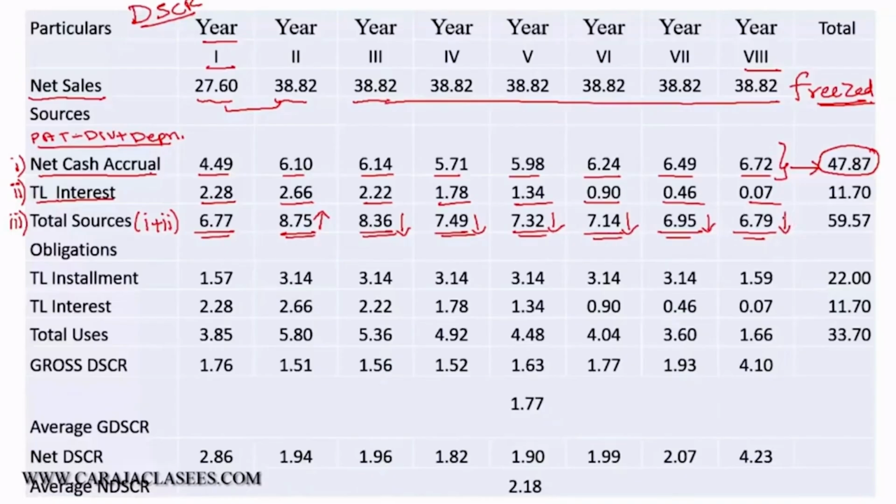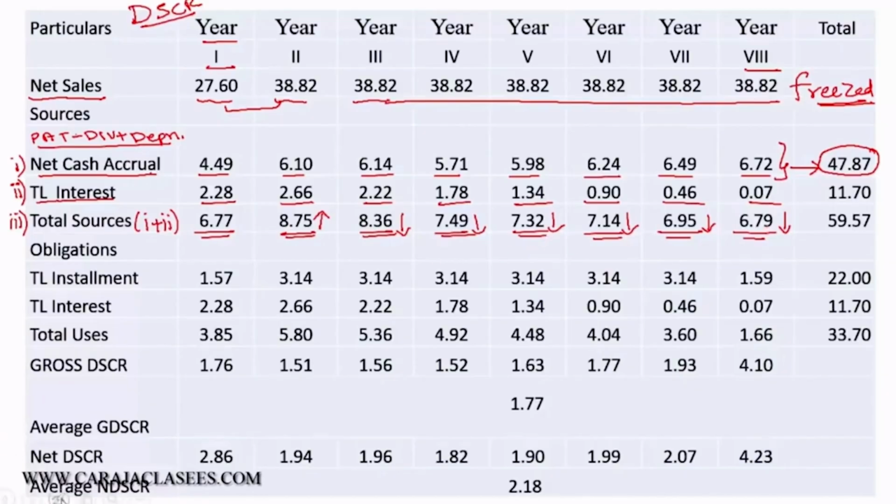Okay, and why is this happening? This may happen because net cash accrual is influenced by depreciation. Year after year when you add back depreciation, the depreciation levels are going to have impact. And look at the term loan interest also. The term loan interest is coming down year after year, so that's also having impact, right? So this is total sources.